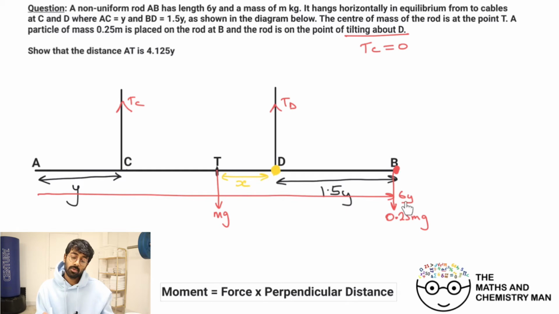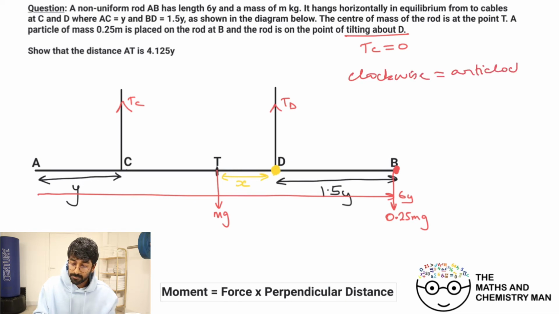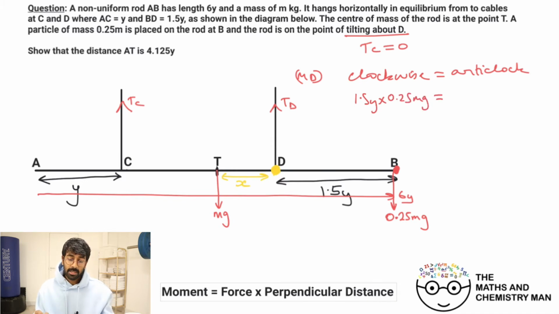Okay, perfect. So if I'm taking moments around this point, remember, because this is 0, we don't need to include it. And because we're taking moments around D, we don't need to include this tension over here, obviously. So all we've got to do is clockwise equals anti-clockwise around this point D. Now clockwise is going to be 1.5y times 0.25mg. That's what we've got on that side. And for the anti-clockwise direction, we're going to have x multiplied by mg.